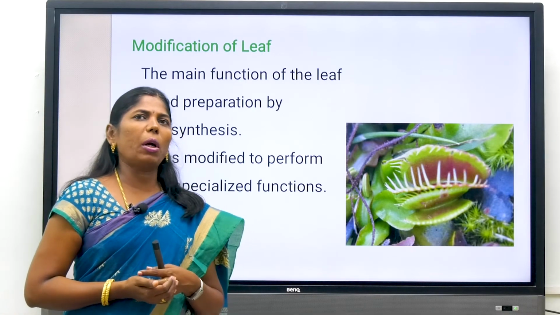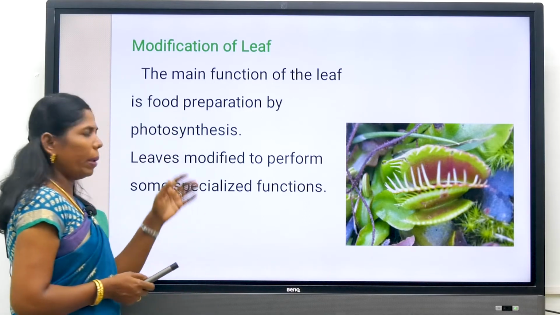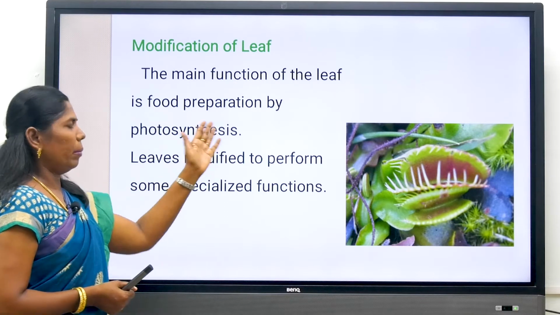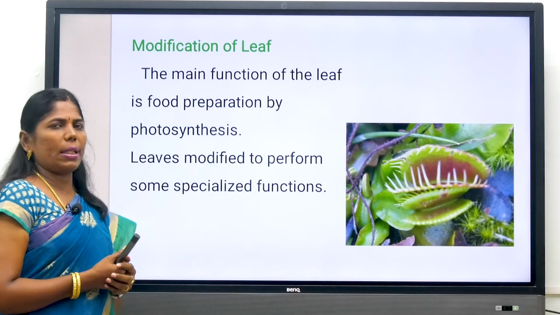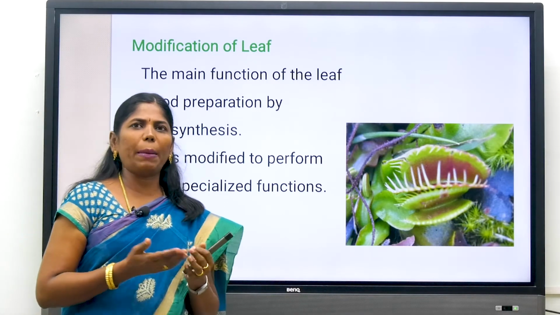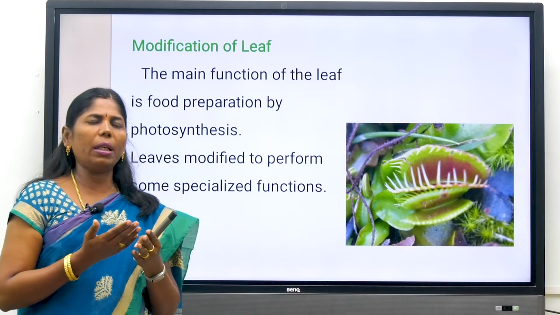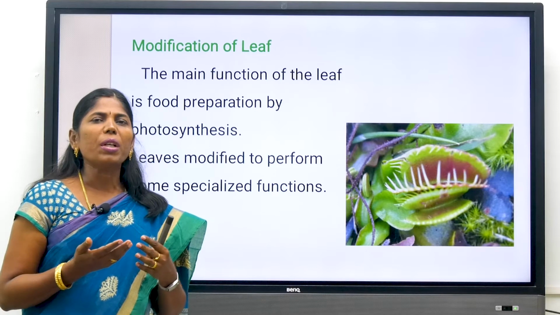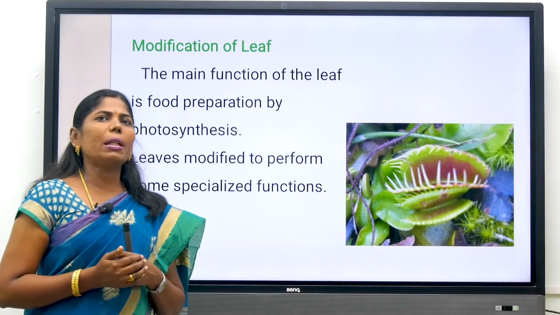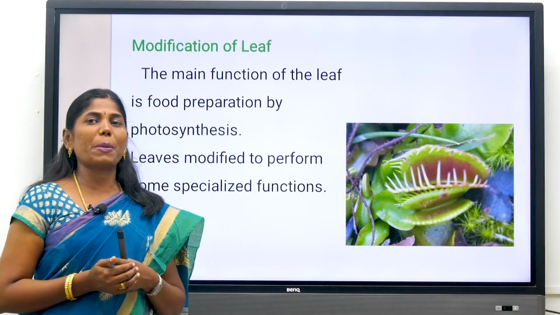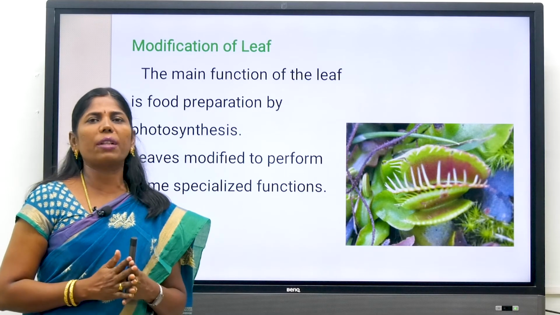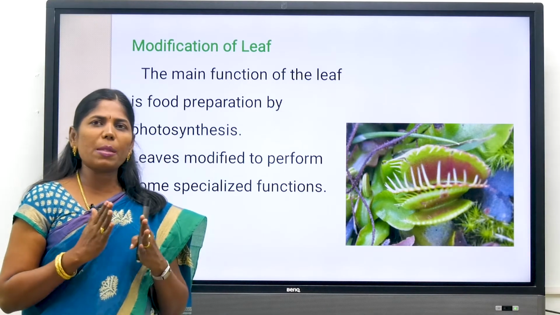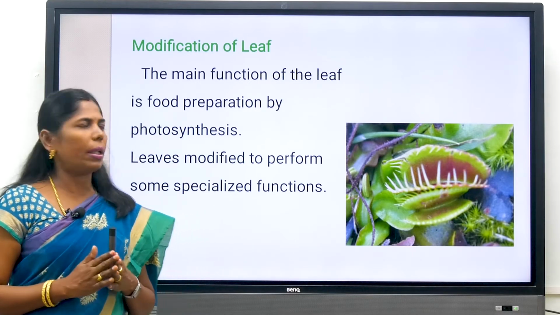Under the modifications we are going to see many types. The first is how the plants are modified to carry out the function of photosynthesis. Because the lamina is very broad and thin and green in color, it can do photosynthesis. Here the leaves are modified to perform specialized functions. The first function is photosynthesis. Not only photosynthesis, but respiration and transpiration also take place here.